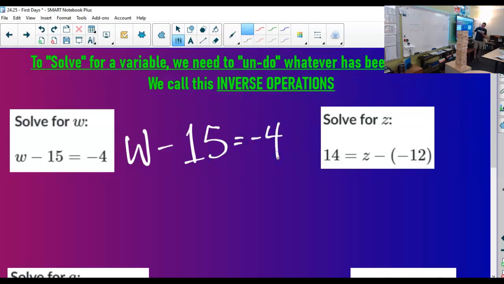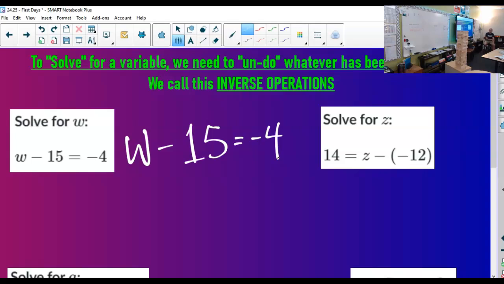equals negative 4. So, what did they do to W? What has been done to W? Minus. Jackson? I don't know. What has been done to W? Elias, help me out here. What has been done to W?